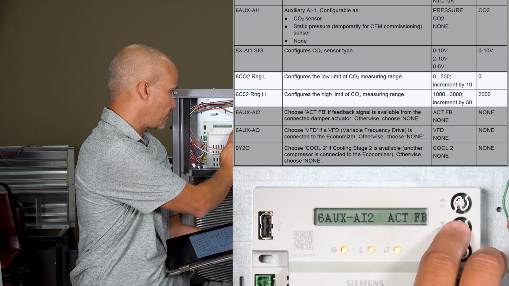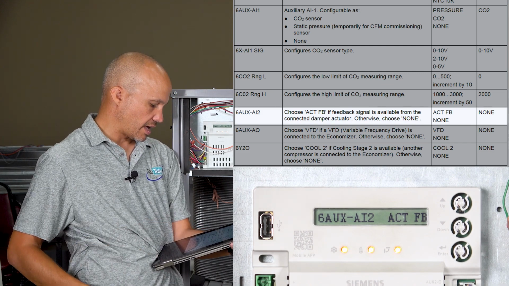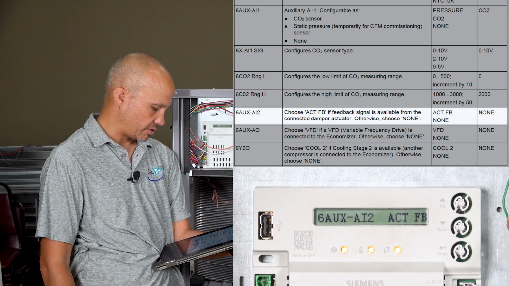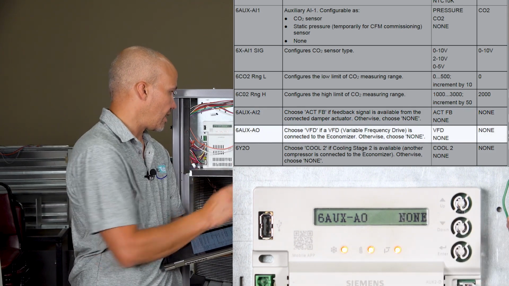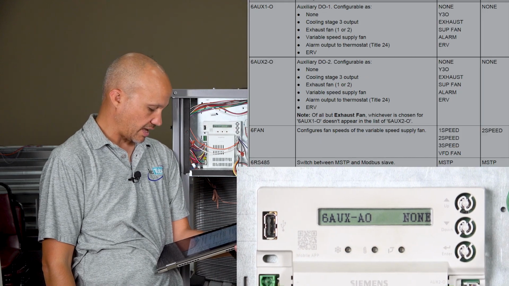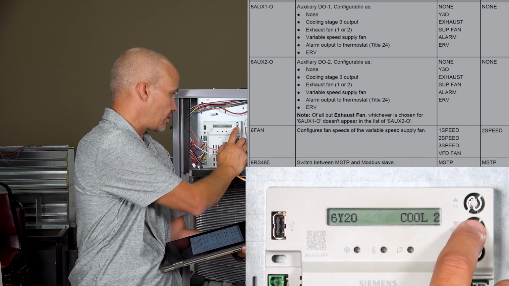Leave the 2,000 alone. Then I got some flexible input here, aux A2 input. It's a feedback signal from an actuator, not common, so you probably won't use that. And then I also have a flexible output for a VFD. Also, you're not gonna use that in hardly any applications. And I could turn off my second stage of cooling if I wanted to. I don't need to do that.